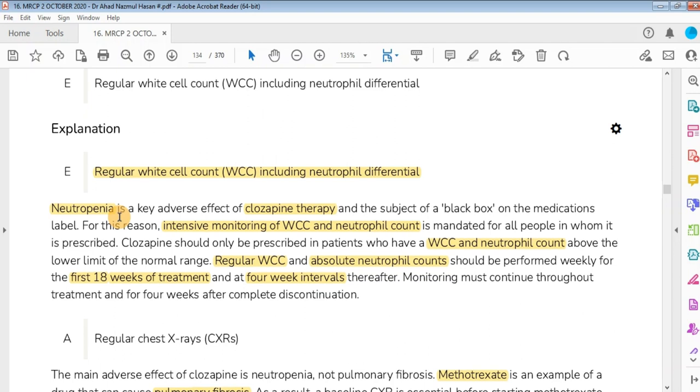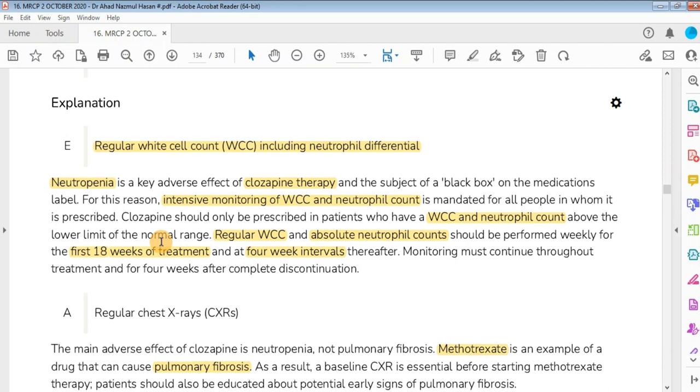Neutropenia is a key adverse effect of clozapine therapy and is the subject of a black box warning on the medication label. For this reason, intensive monitoring of white cell count and neutrophil count is mandated for all people in whom it is prescribed. Clozapine should only be prescribed in patients who have WCC and neutrophil count above the lower limit of normal range.